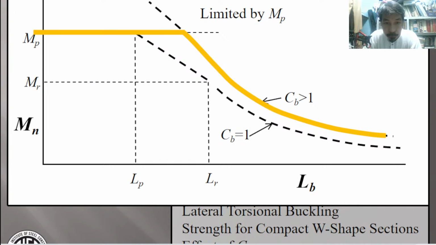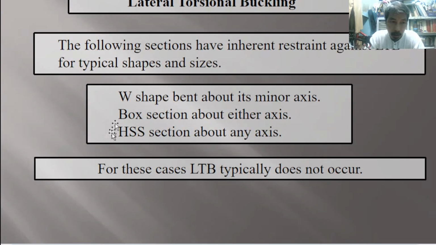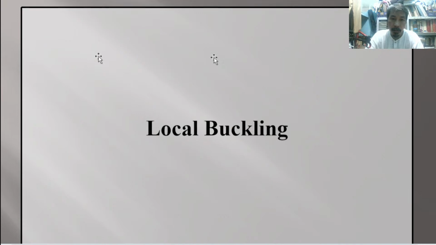Now let's go back to the theory and manual. We are through with the yield and plastic moment. Number 2 is lateral torsional buckling, or LTB. Now let's go to the third, which is local buckling. So what about the concept of local buckling?